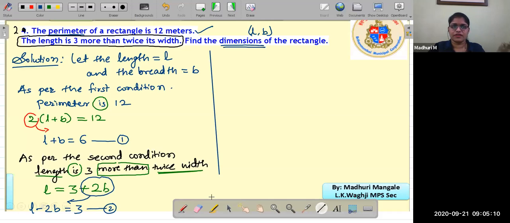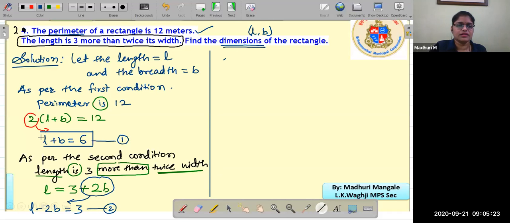So far, we have converted the word problem into 2 equations. So what are the 2 equations? First is L plus B equals 6. This is the first equation. And the second equation is L minus 2B equals 3. Those are the 2 equations. And now we have to think, how do we solve them?